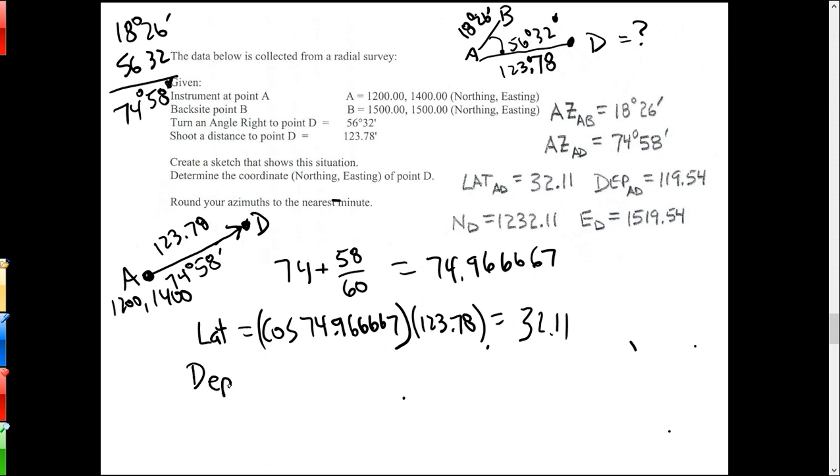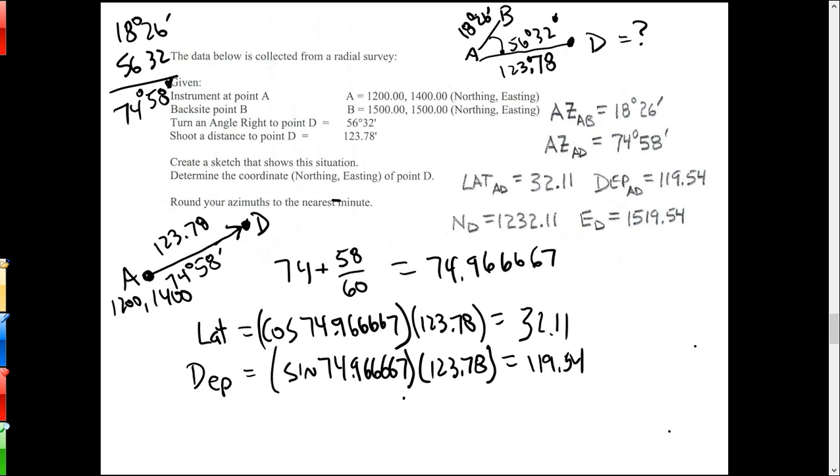Okay, then the departure. Take sine times 123.78. 119.54. Okay. So that's the delta y and the delta x for that line from A to D. And then once you've got that, what do you do from there?